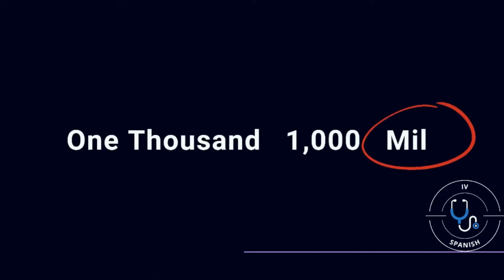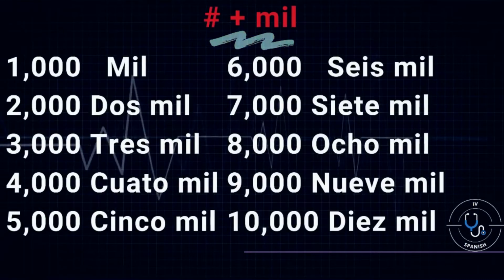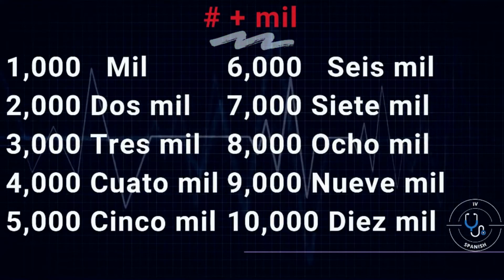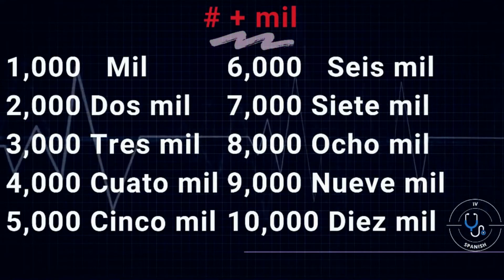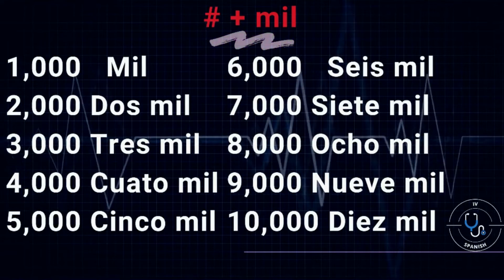And 1000, it's mil, just mil. Now, when you move on from here, 2000, 3000, 4000, 5000, 6000, 7000, it's just the number and mil. So that's mil, dos mil, tres mil, cuatro mil, cinco mil. You get the idea. And now we have all the thousands right here. You have the number on the left, and how to write it and say it on the right. Mil, dos mil, tres mil, cuatro mil, cinco mil, seis mil, siete mil, ocho mil, nueve mil, 10,000.